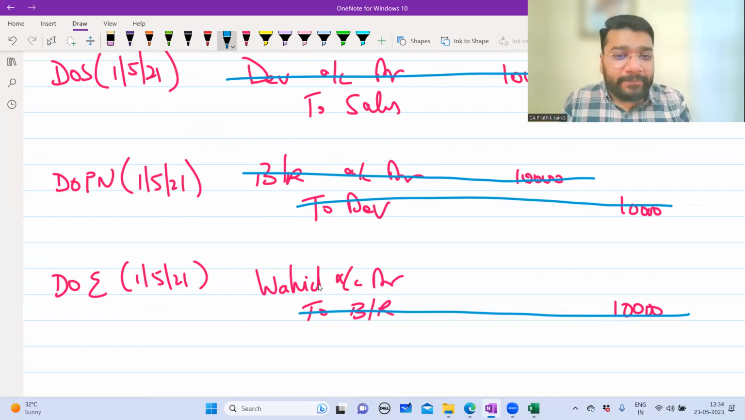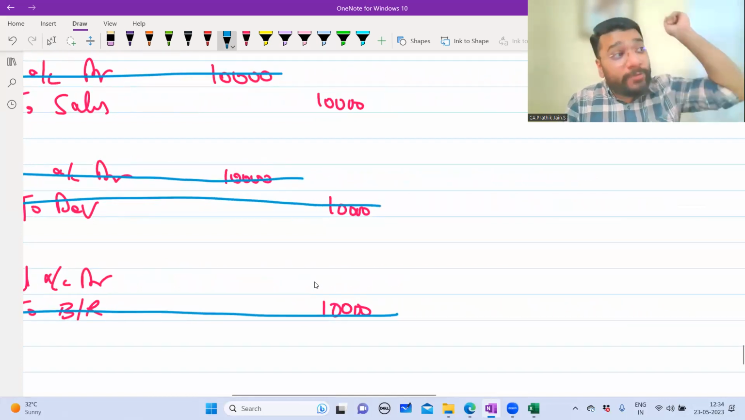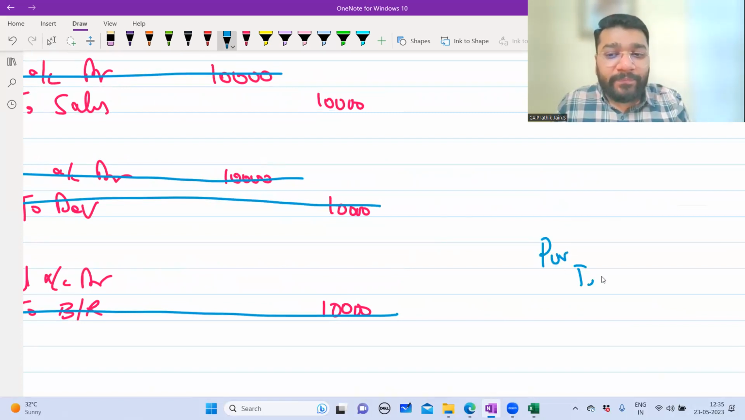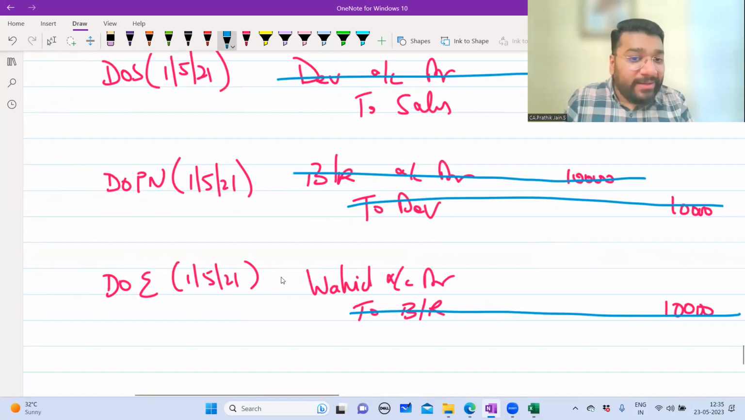Closed or open? Online people, think and answer. Why did we put Wahid in debit? Is the account open or still open or closed? Closed is the right answer, because when the goods were purchased from Wahid earlier, the entry would have been purchases to Wahid. So Wahid credit here and Wahid debit here means the account is closed.